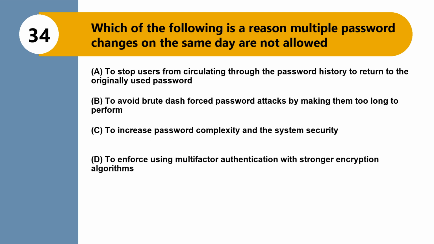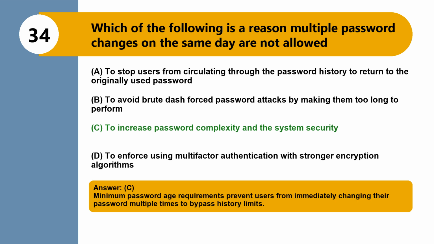Question 34. Which of the following is a reason multiple password changes on the same day are not allowed? Option A, to stop users from cycling through the password history to return to the originally used password. Option B, to avoid brute-force password attacks by making them too long to perform. Option C, to increase password complexity and the system security. Option D, to enforce using multi-factor authentication with stronger encryption algorithms. The correct answer is option C, to increase password complexity and the system security. Minimum password age requirements prevent users from immediately changing their password multiple times to bypass history limits.